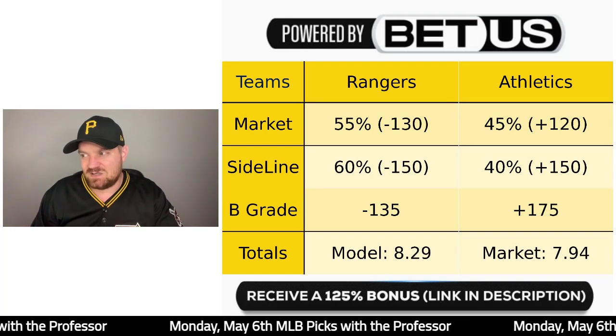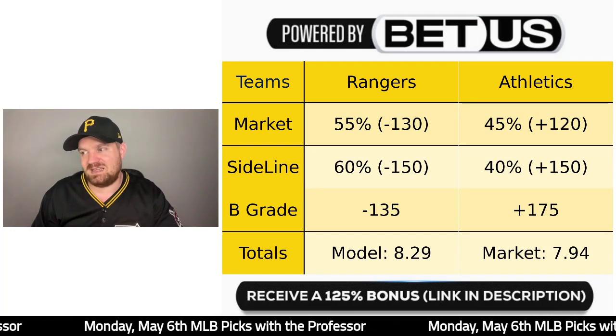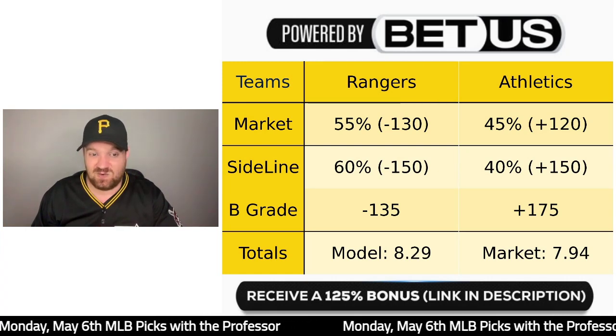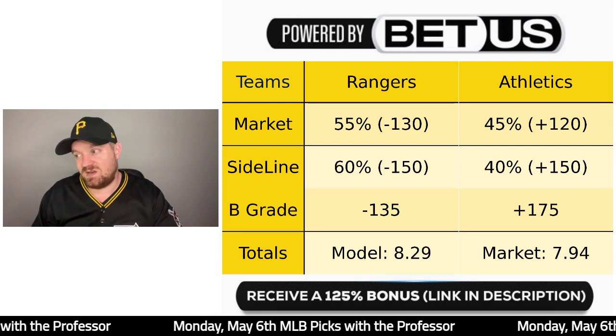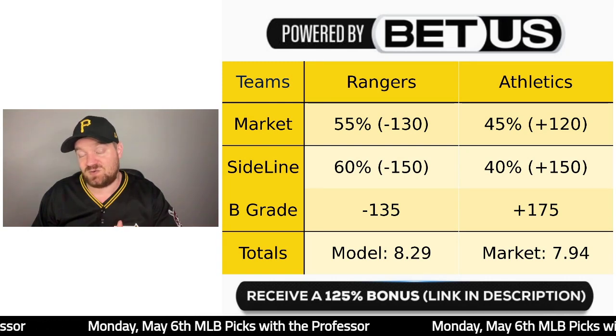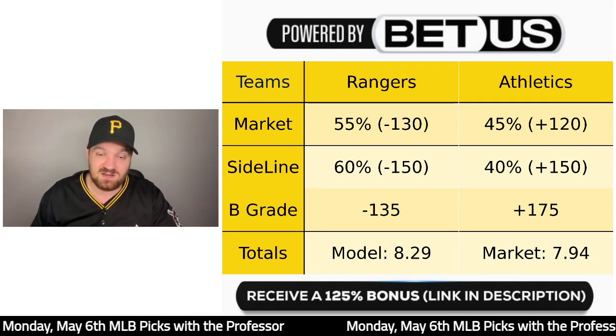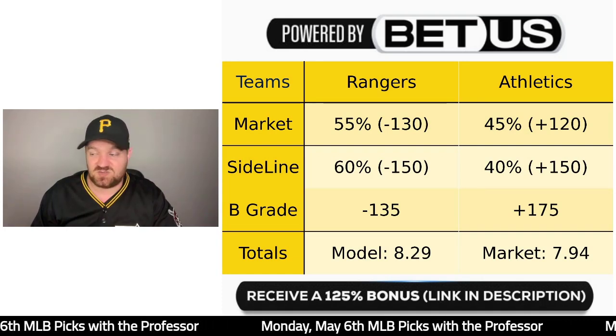But I still can't get over the fact that as good as the A's have been, they're still running out one of the worst starting pitchers in baseball in Alex Wood. So for me, it's Rangers or pass. Minus 135 would be a great threshold. Again, I'm seeing minus 130. So anything minus 135 or better seems like a pretty strong fire load play.